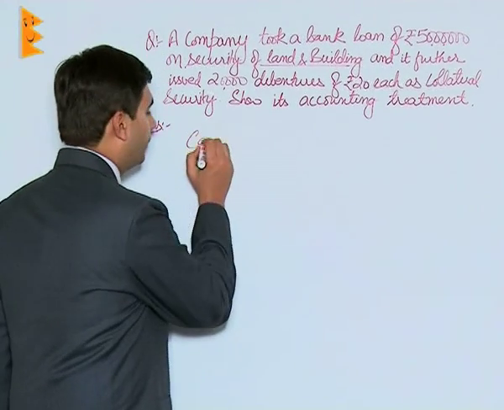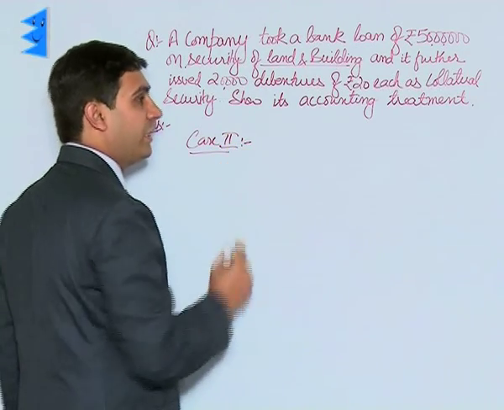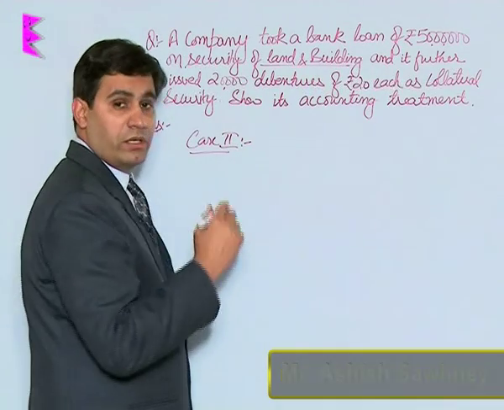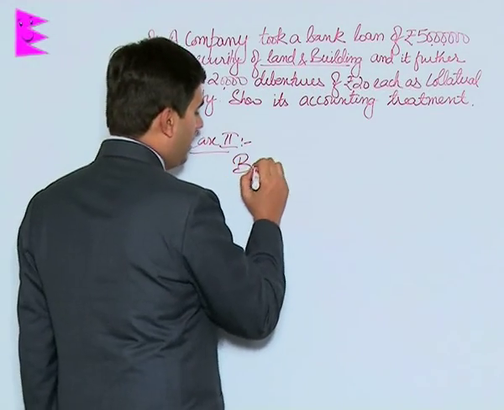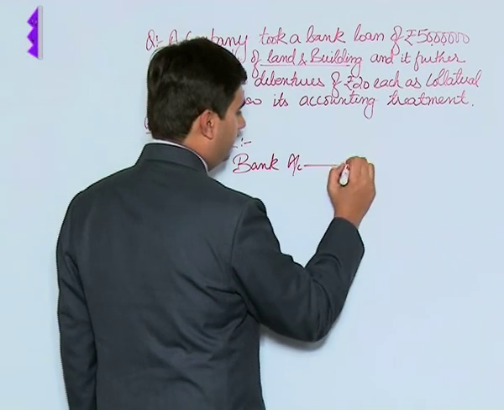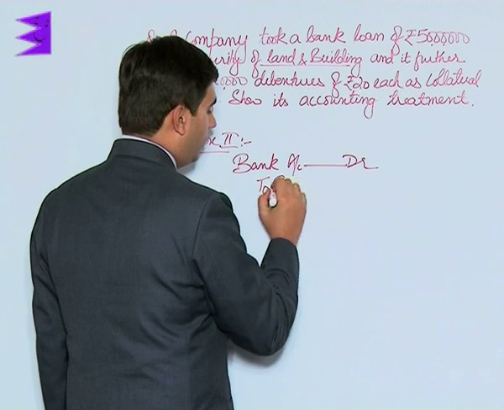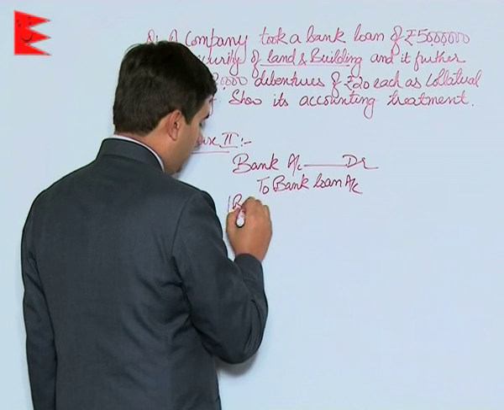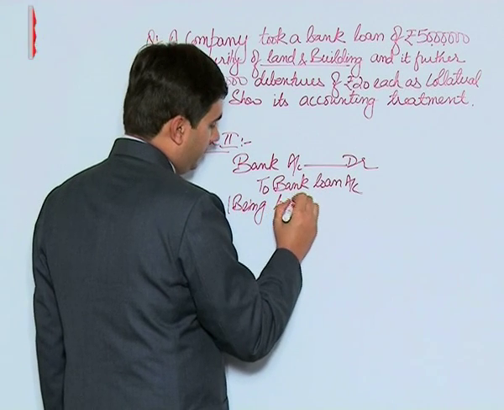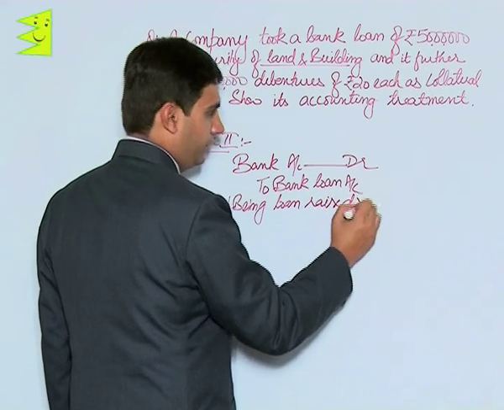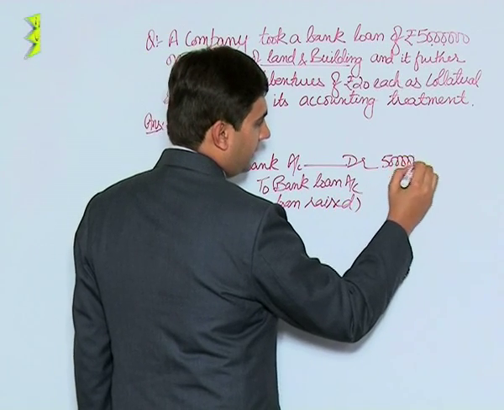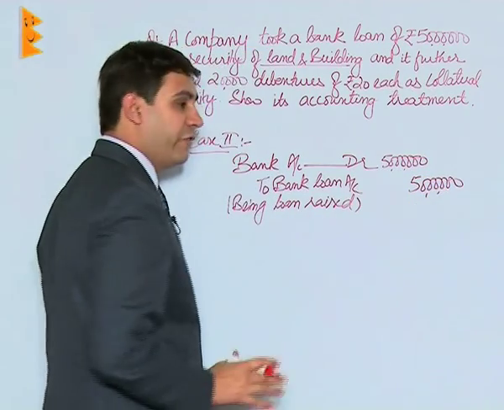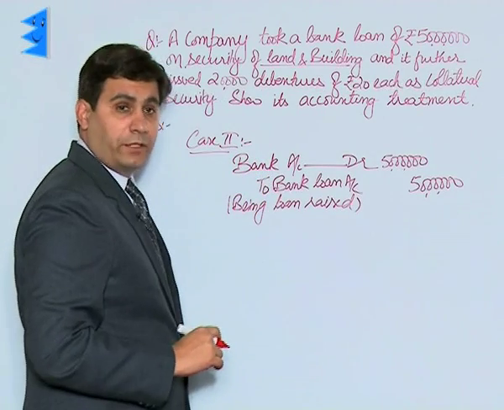Coming to case 2, that is the case in which journal entry for issue of debentures as collateral security is also done. So the first entry would be for raising of loan, that would be bank account debited to bank loan, that is being loan raised or loan taken, 50 lakhs. Now this is entry for the loan that we have taken from bank.